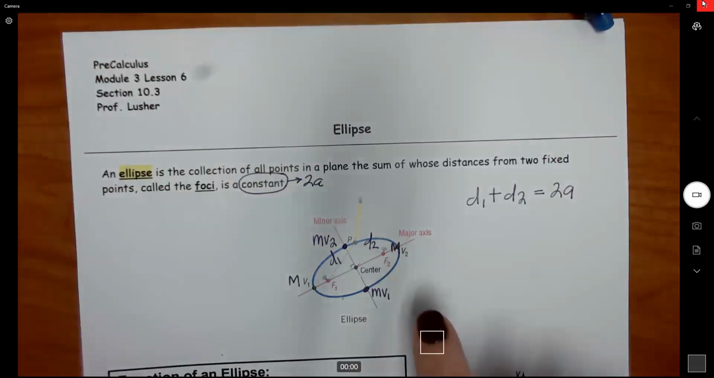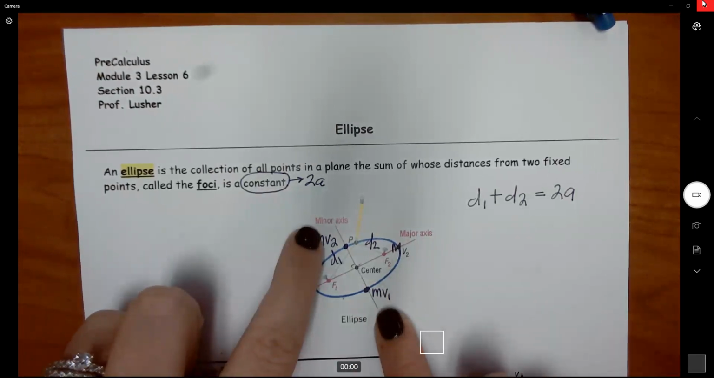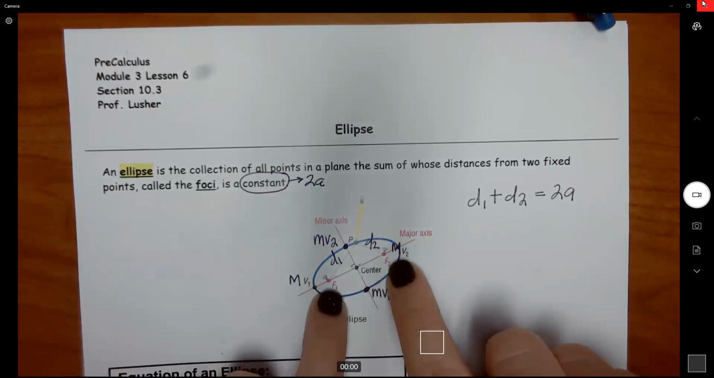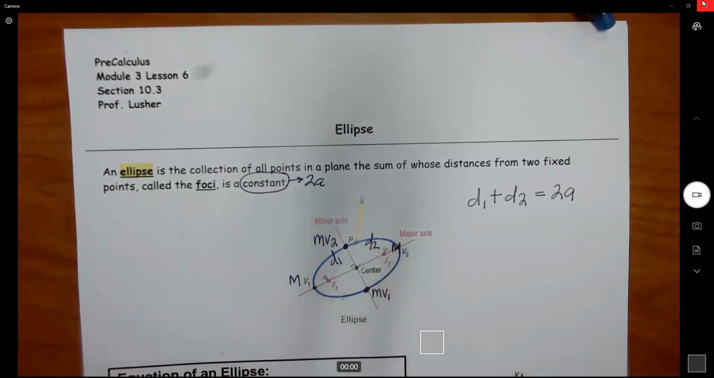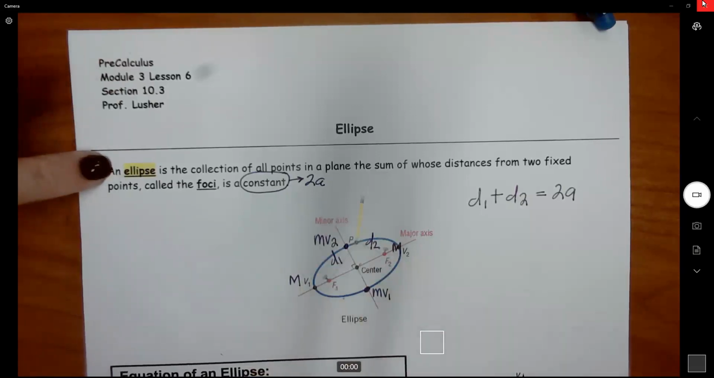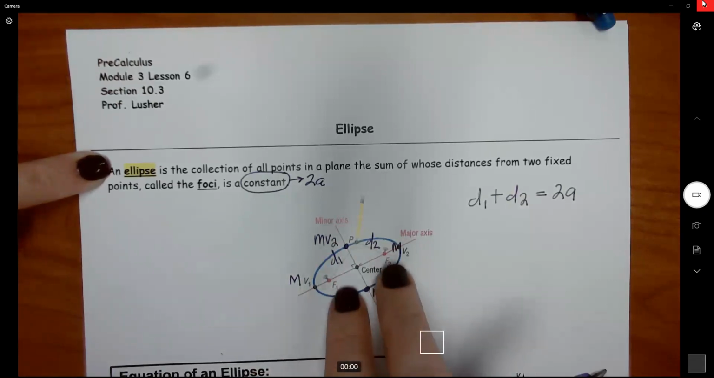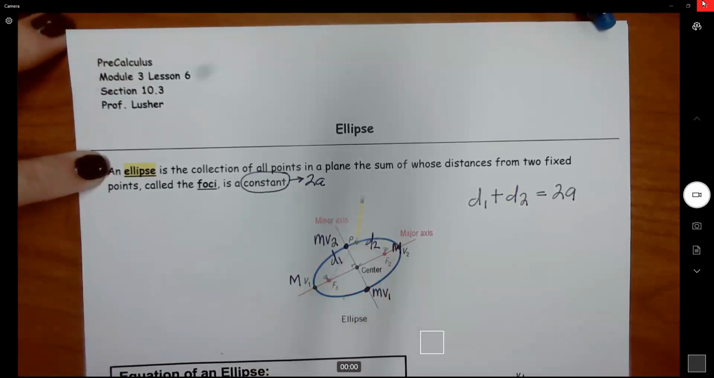Okay, and then along with your 4 vertices, your 2 major, your 2 minor, and the center, you also need both foci. The foci are not really important as far as what the shape of this looks like. The shape is going to come down to your major and minor vertices. But because that focus is so important in the definition of the ellipse, we need to label those as well. So you're going to label all 4 vertices, the 2 major, the 2 minor, the 2 foci, and the center.